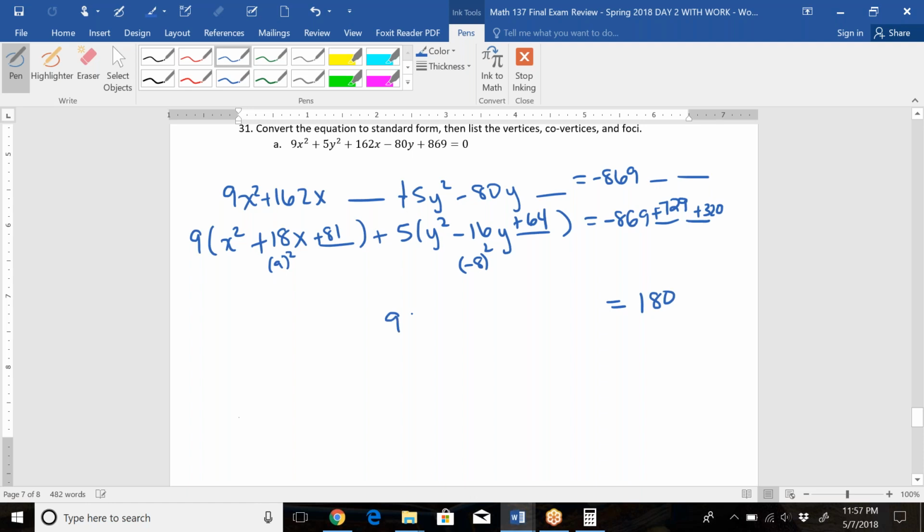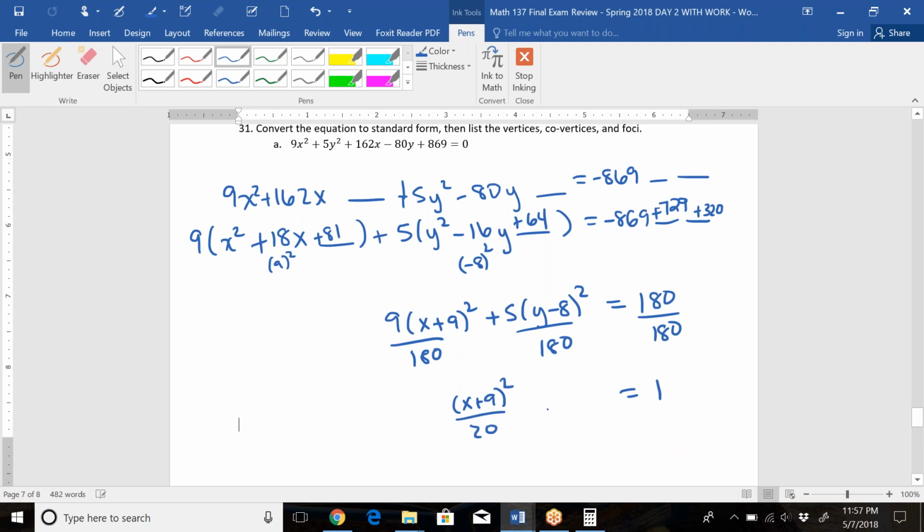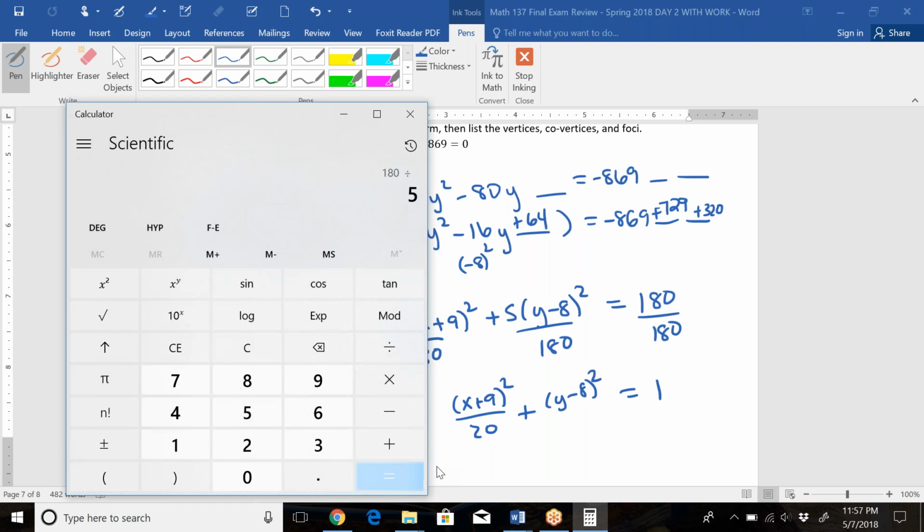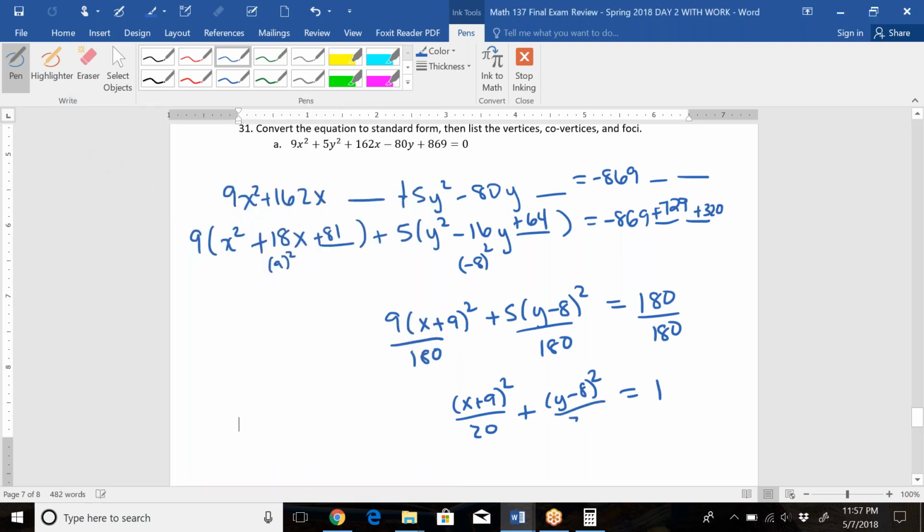This becomes 9 parentheses x plus 9 squared plus 5 parentheses y minus 8 squared. And ellipses should always be equal to 1, so you divide everything by the 180 because that's what's on this side. So that equals 1. This would be (x plus 9) squared over 20 plus (y minus 8) squared over 180 divided by 5, which is 36.